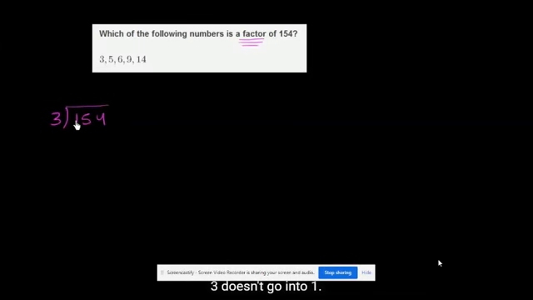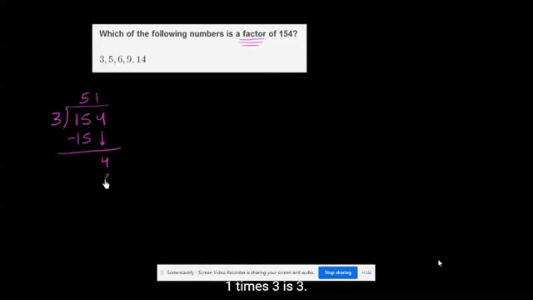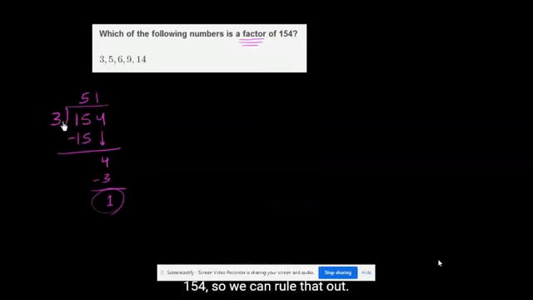3 doesn't go into 1, it does go into 15, 5 times. 5 times 3 is 15, subtract, then we have 0, then you bring down a 4, 3 goes into 4, 1 time, 1 times 3 is 3, subtract, and you have a remainder of 1. So 3 is clearly not a factor of 154, so we can rule that out.